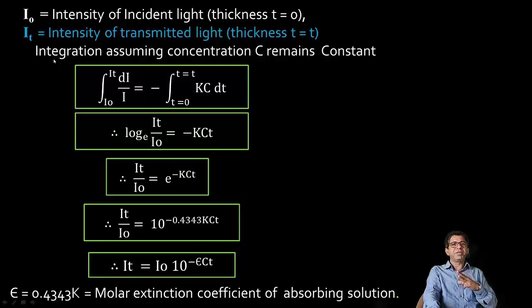between the limits and assuming the concentration C remains constant, the integration of dI by I from I0 to IT is equal to minus integration of Kc dt from t is equal to 0 to t is equal to t. The integration of 1 upon I dI is log base e I, hence the left side becomes log IT minus log I0, and rearranged to log IT upon I0.